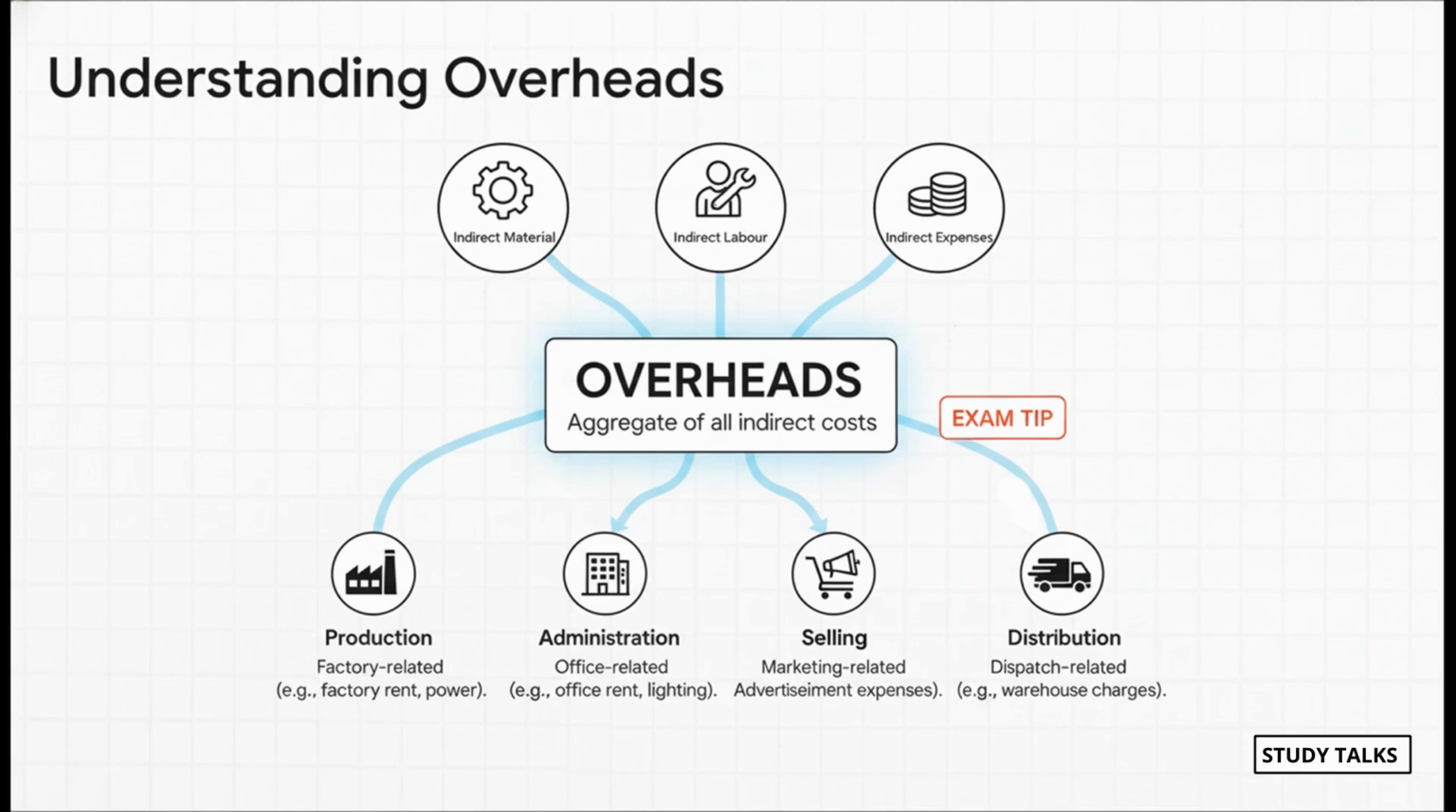We then split these overheads into 4 groups based on where the cost happened. You've got production overheads, which are all your factory costs, like factory rent. You've got administration overheads, which are your main office costs. Then selling overheads for all your marketing and sales efforts. And finally, distribution overheads for everything related to getting the product out the door and to the customer.